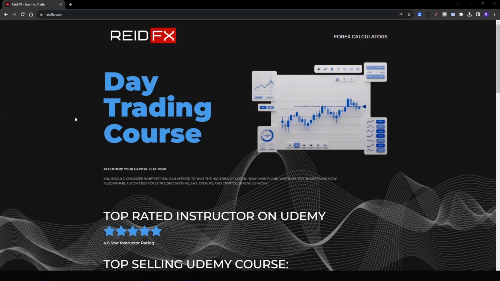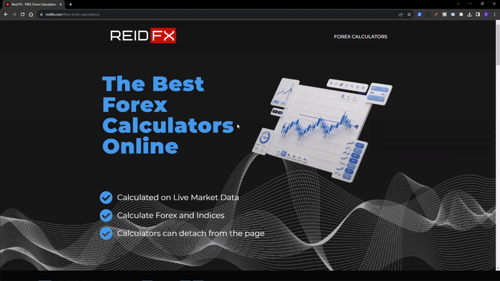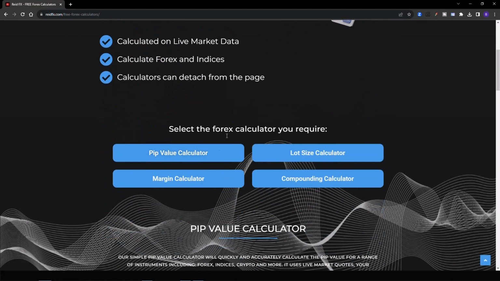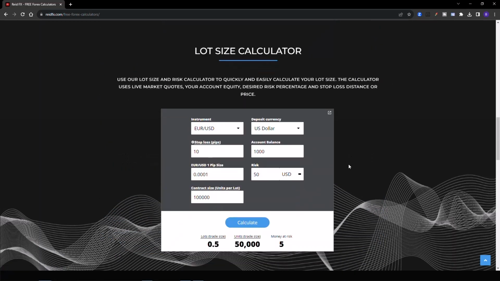Okay, so here we are on the ReadFX website, and I'm going to go to the top and click on Forex calculators. Now if I scroll down, before I go to the margin calculator, I'm going to show you the lot size calculator. And this is because most traders, when they make a money management plan, they don't consider margin. They go straight to a lot size calculator and they work out how much they want to risk. So here I've set up a fairly typical sort of money management plan.